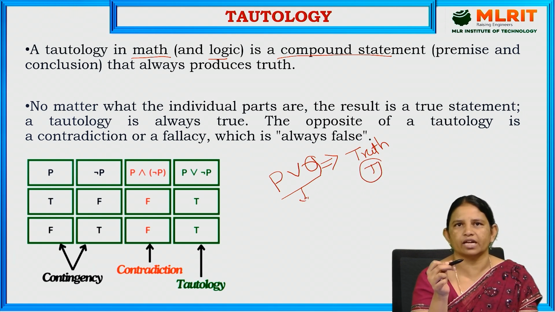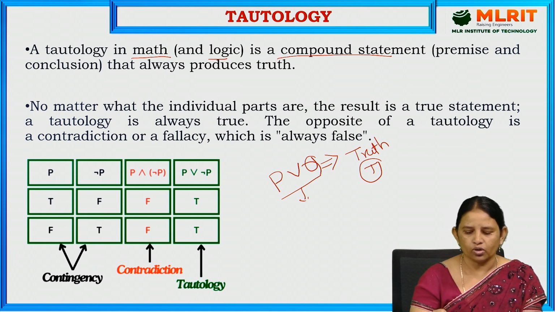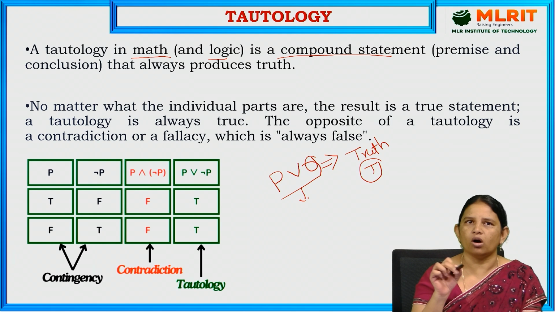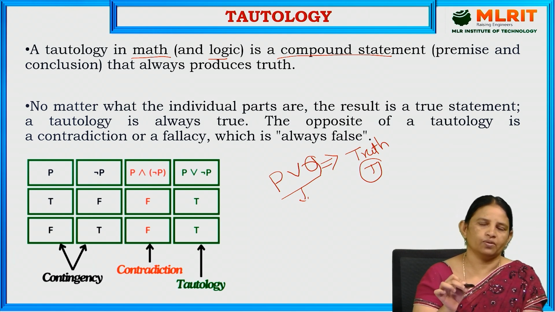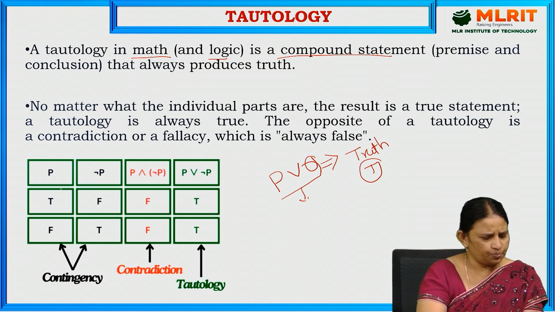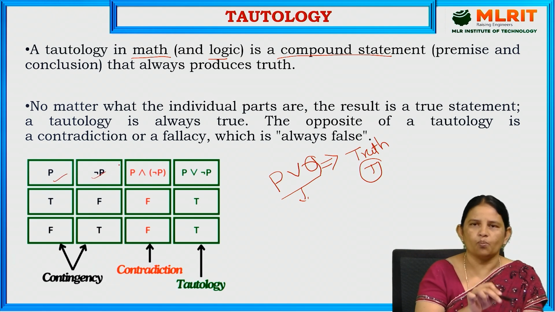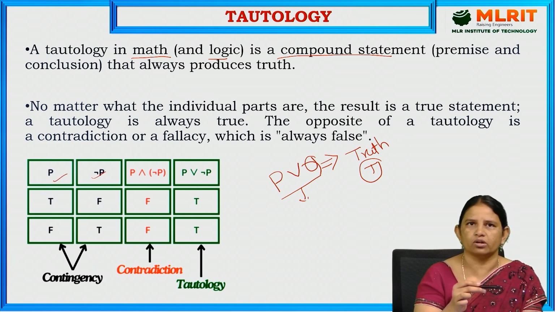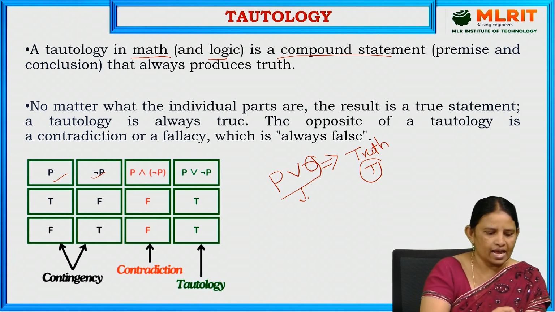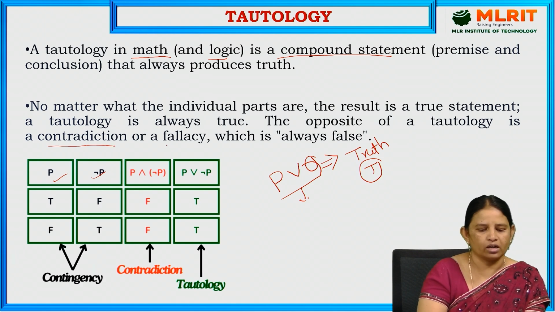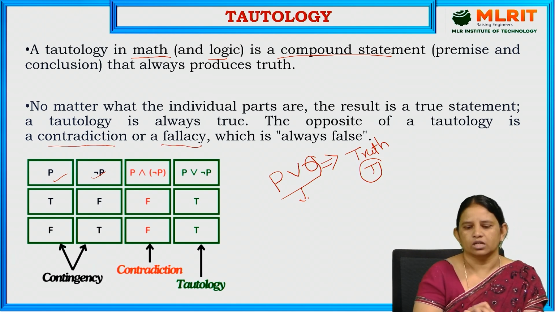So simply we can say that if the compound proposition returns a truth value of true for all the inputs, then it is called a tautology. Whatever it may be, whether it is P or negation P, if the compound statement returns the truth value true, then it is called a tautology. The opposite of tautology is called a contradiction, or a fallacy, which is always false.